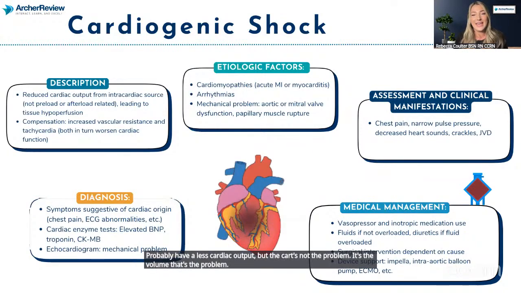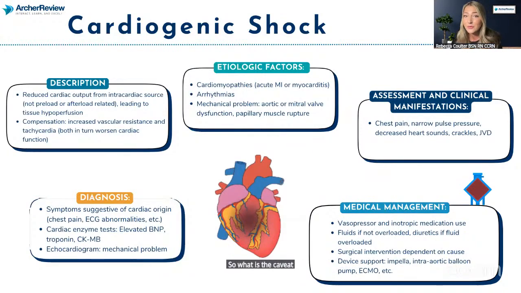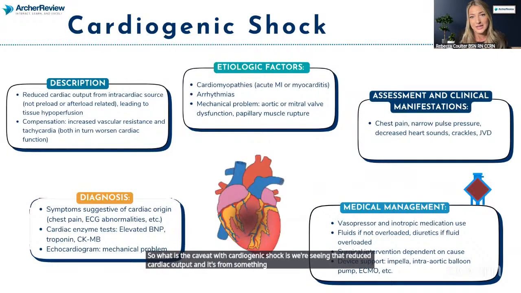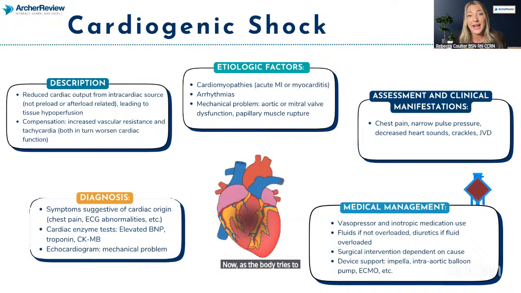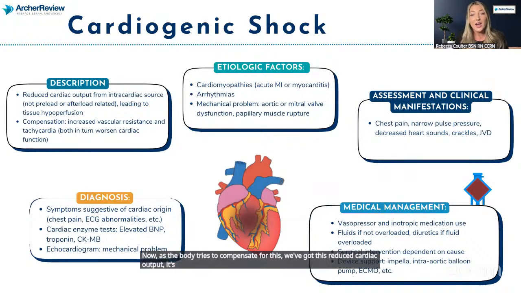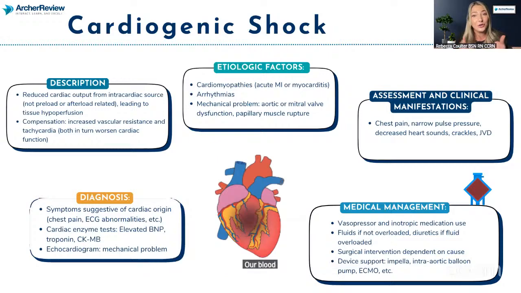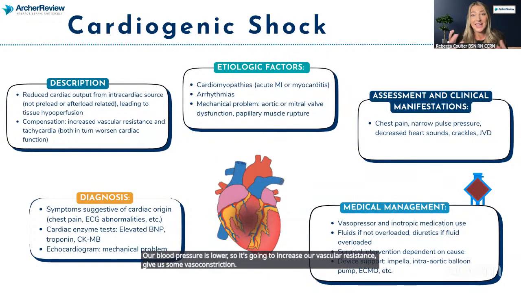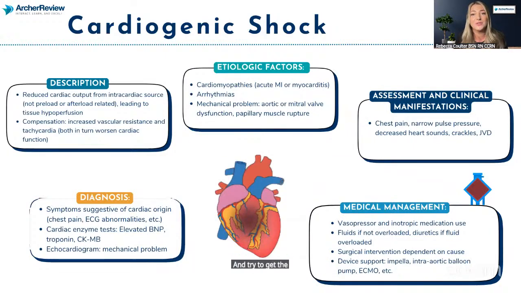So the caveat with cardiogenic shock is we're seeing that reduced cardiac output, and it's from something going on in the heart. Now, as the body tries to compensate for this reduced cardiac output, it's going to do a couple things. Our blood pressure is lower, so it's going to increase our vascular resistance, give us some vasoconstriction, and try to get the heart to make more cardiac output. So how is it going to do that? It's going to say, hey, heart, beat faster.